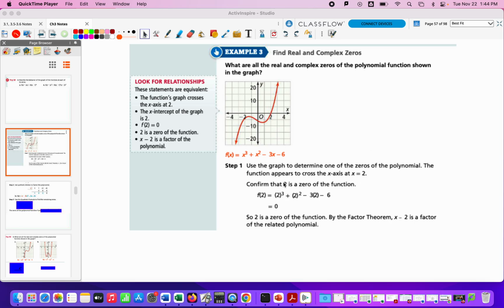Now I can confirm that 2 is a zero just by plugging in 2 for all the x's. And when I plug it in, I do get 0. So I know for sure 2 is an x-intercept, 2 is one of my zeros. But as we'll come to discover, there's potentially going to be 3. Whatever your power is has to do with how many zeros there are. So I'm looking for really 3 zeros, and I've only gotten 1 so far. So there's 2 more answers still to find.